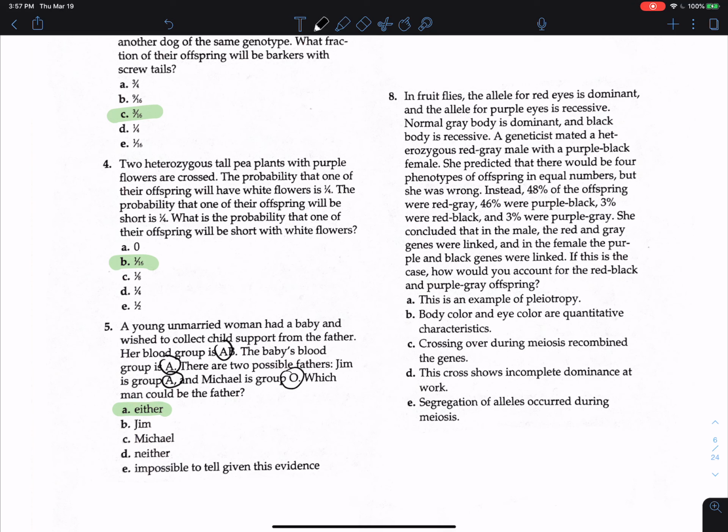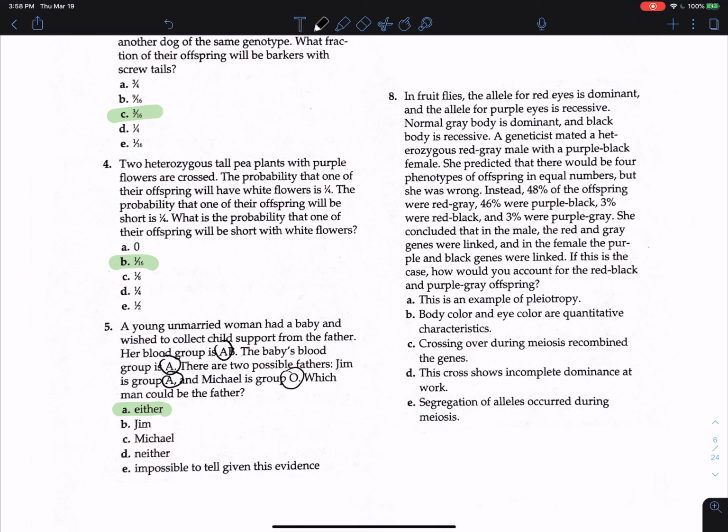She predicted that there would be 4 phenotypes of offspring in equal numbers, but she was wrong. Instead, 48% of the offspring were red-gray, 46 were purple-black, so pretty much the same there, 3% were red-black, and 3% were purple-gray. She concluded that in the male, red and gray genes were linked, and in the female, purple and black genes were linked. If this is the case, how would you account for the red, black, and purple, gray offspring? Yeah, that's a lot.